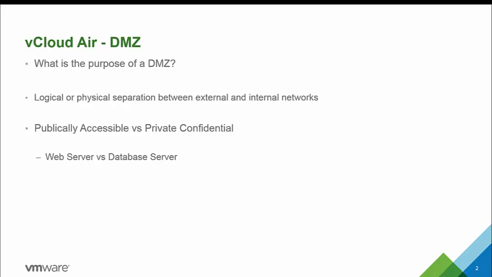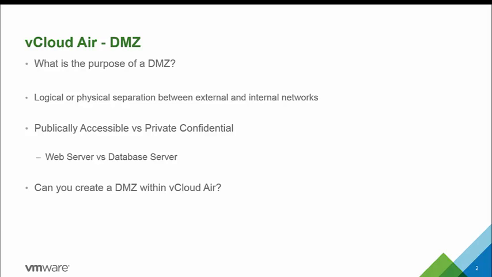So you can also think of this as publicly accessible versus private and confidential. Your web servers typically sit on the DMZ so the public can access information on your web servers, such as what your company does, the products and services that it may provide. Versus private, confidential, or database servers, where we typically see customer data or user data. So we want to make sure that's private and secured and that the public cannot access these database servers or this data.